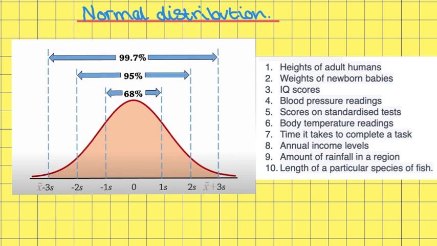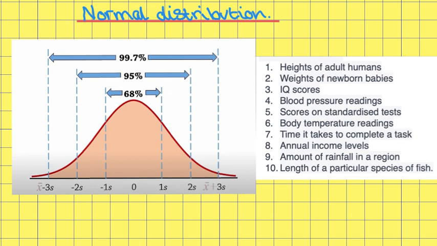The normal distribution has many characteristics. It is a bell-shaped curve. It is symmetrical around the mean. This means that 50% of all data is above the mean, 50% of all data is below the mean.